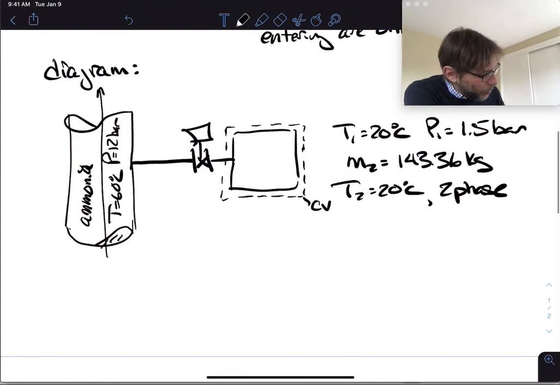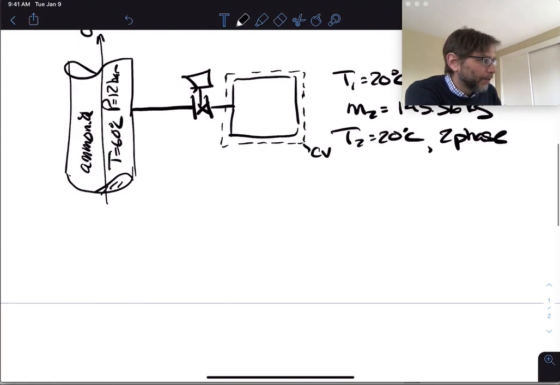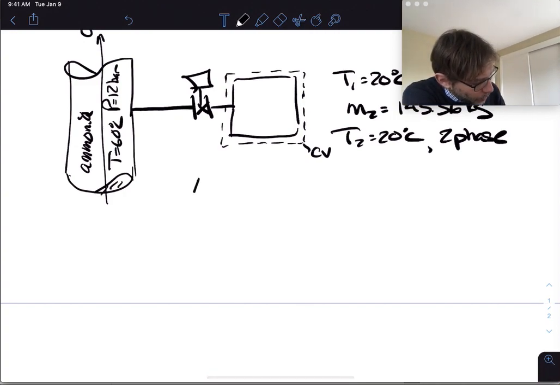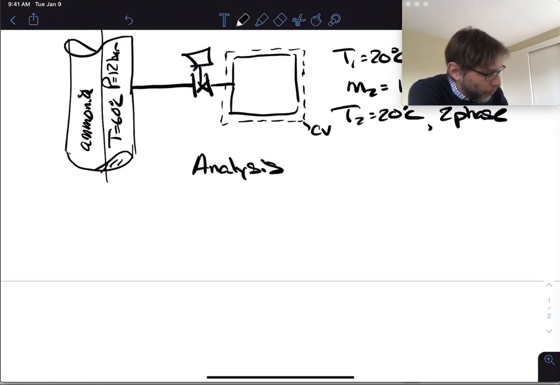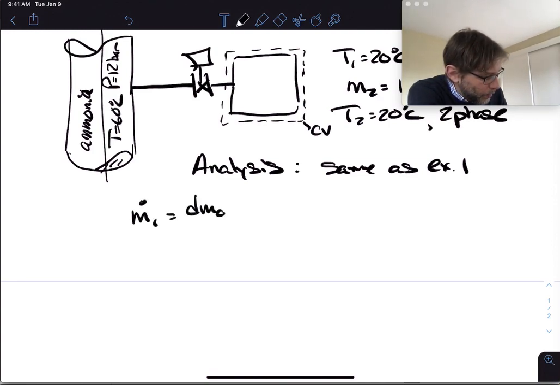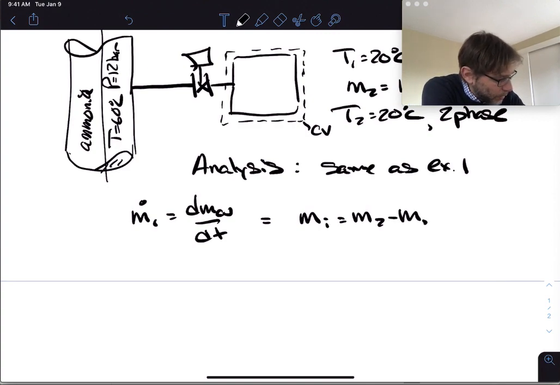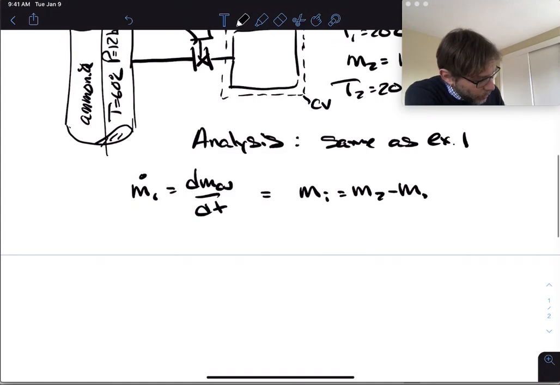Okay, so now let's do the analysis here. For the problem, we're going to assume that we have the same analysis as we did before, because it's kind of the same problem we did before. So we'll just say same as example 1, where we have essentially that m dot i equals dm_cv/dt, and so m_in is equal to m2 minus m1. So that's what we've got there. And then essentially, example 2 continued.